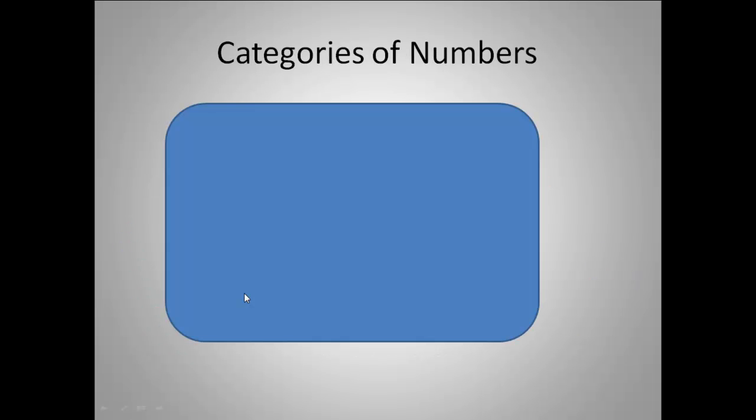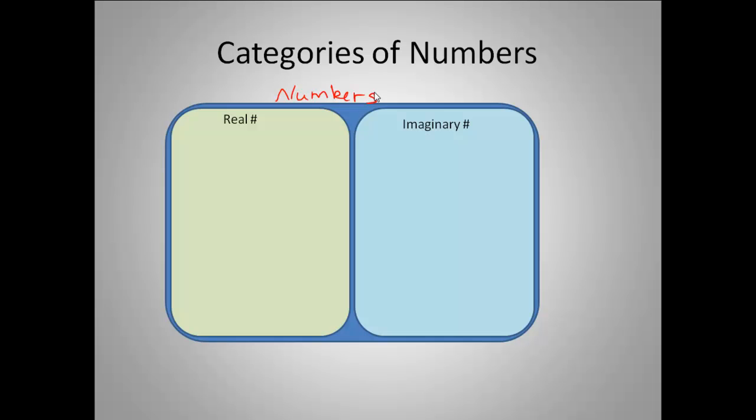Okay, now we're going to look at a little diagram to show you how the subsets all interact with each other. So if we look at this first big blue rectangle, we're just going to call that numbers. Now, within our idea of numbers here, we've got two major sets we're going to be talking about: real numbers and imaginary numbers. Now, the imaginary numbers we aren't going to talk about today. That'll be at a later time.